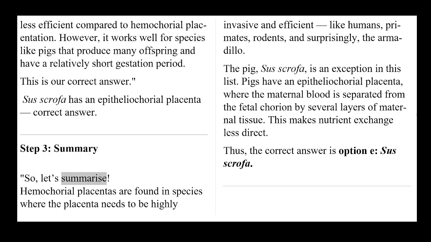So, let's summarize. Hemochorial placentas are found in species where the placenta needs to be highly invasive and efficient, like humans, primates, rodents, and surprisingly, the armadillo. The pig, Sus scrofa, is an exception in this list. Pigs have an epitheliochorial placenta, where the maternal blood is separated from the fetal chorion by several layers of maternal tissue. This makes nutrient exchange less direct. Thus, the correct answer is option E, Sus scrofa.